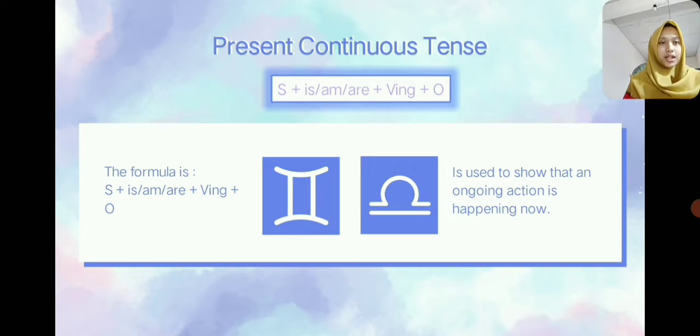Present continuous tense has the formula subject plus is or am or are plus verb ing plus object. Present continuous tense is used to show that an ongoing action is happening now. But in these short stories, I could not find present continuous tense because there is no sentence which is suitable with the formula.